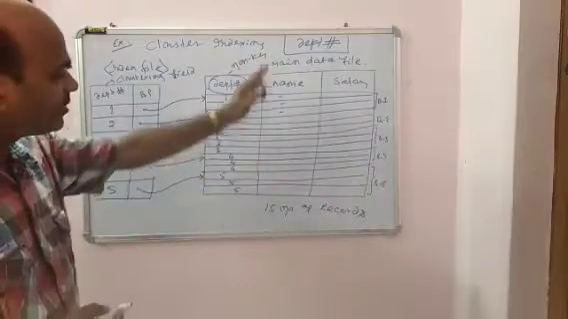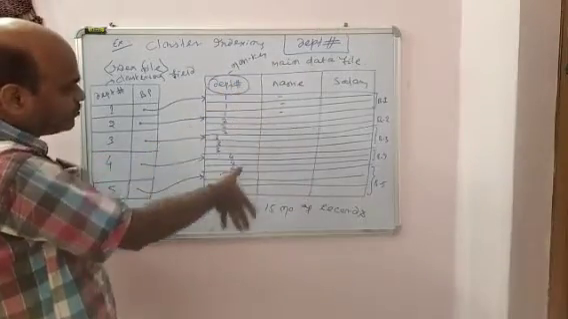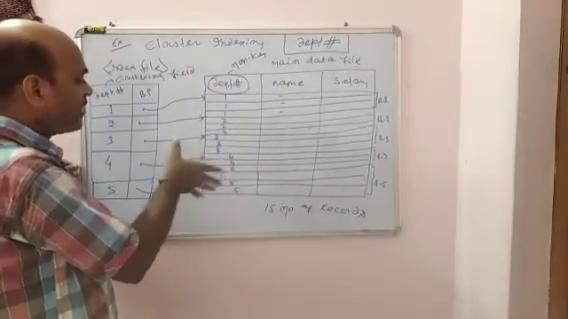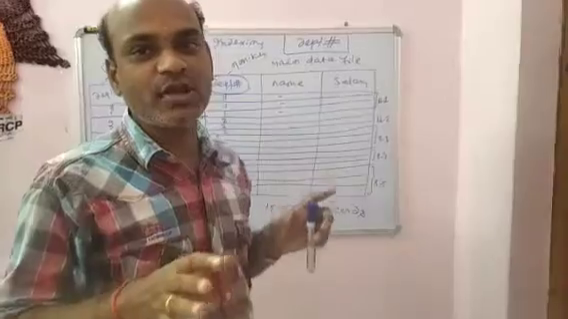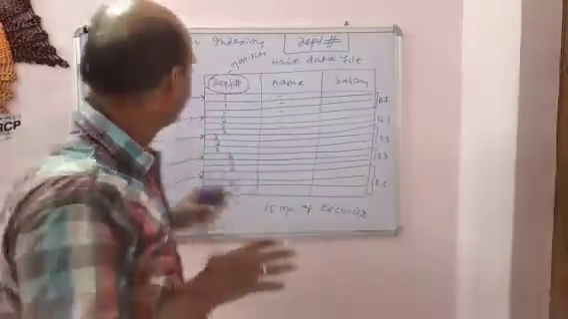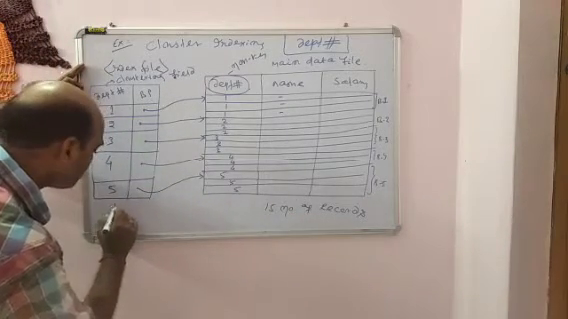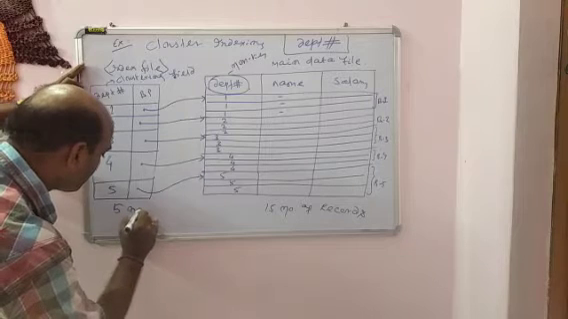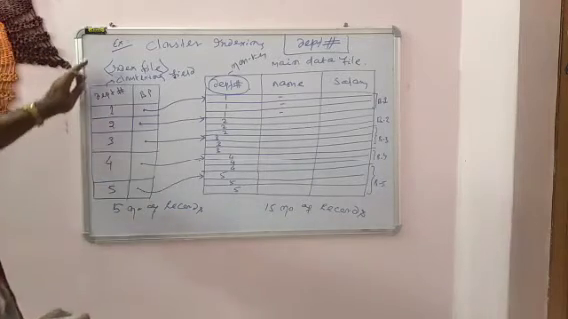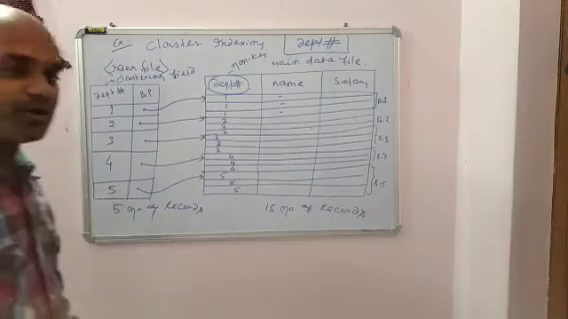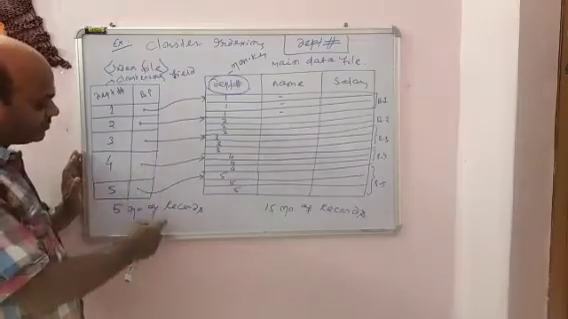For each and every record, an index entry is not created. So instead of using all 15 records, only 5 records have an index entry. Okay, in the main file there are 15 records, but in the index file there are only 5 records. That means 5 index entries are created to build the index file.